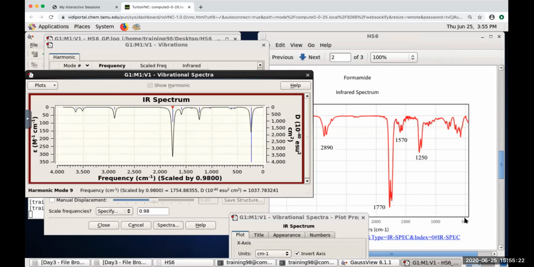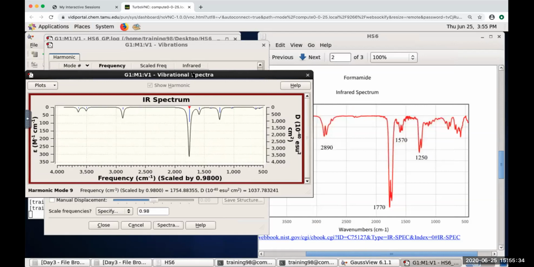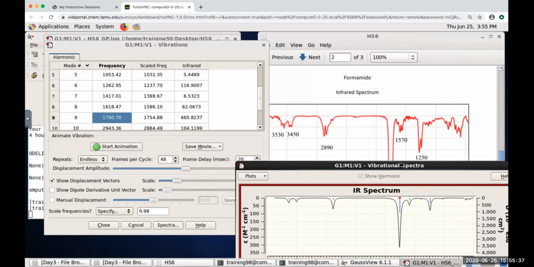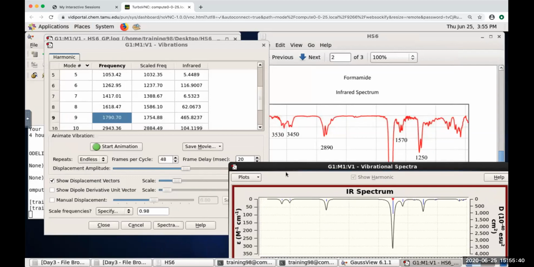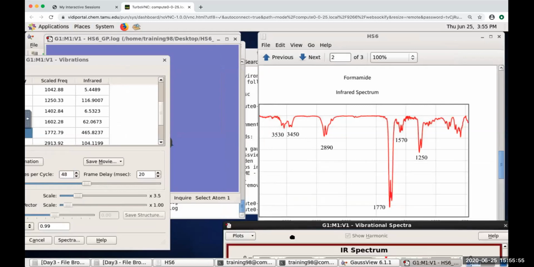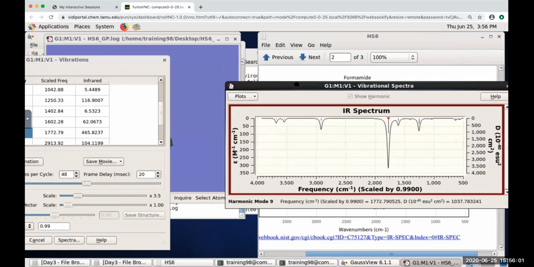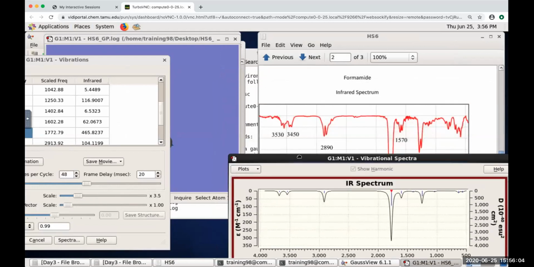And you can also change the range if you wanted to, so it's just the same range. You can do a fixed range to compare with the spectra. Okay, so right now I have a scaling factor of 0.98, which seems like it may be a little bit too much. So I can change it to 0.99. I'm not sure if I have exactly the right overlay, but I think it's pretty close. Let's see, where's the 3500? Yeah. Okay, so that's looking pretty good.